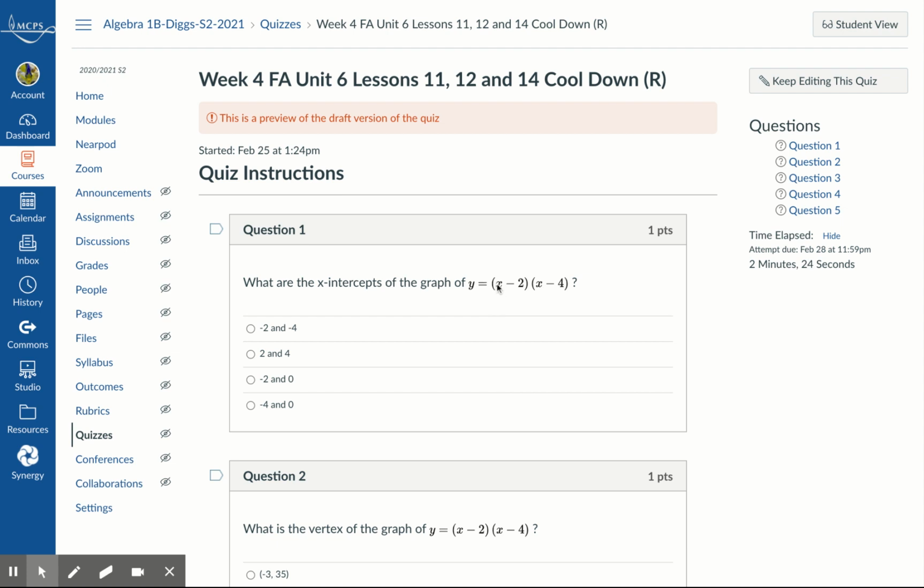So like if I plugged in a 2 in for x here, that would be 2 minus 2 is 0. And if I plugged in a 4 here, 4 minus 4 would be 0. So my x-intercepts would be 2 and 4.